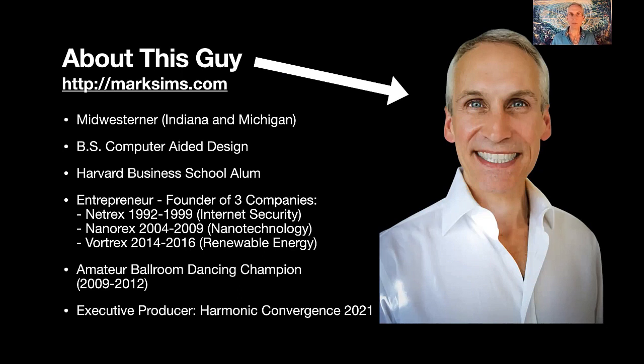I've started 3 companies. They're listed here. Netrix, which was an internet security company back in 1992. I sold it in 99. Retired for a while before starting my second company, Nanorex, which is a nanotechnology company. I only did that for 5 years. And then I started a third company in 2014 that was short-lived for 3 years. I decided manufacturing renewable energy systems wasn't really the best use of my energy or time. So I shut that down, moved out to California where I reside now.